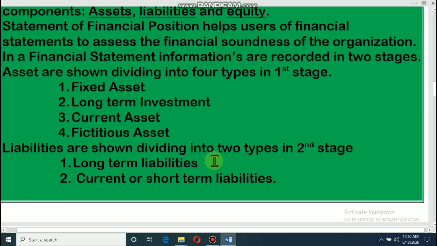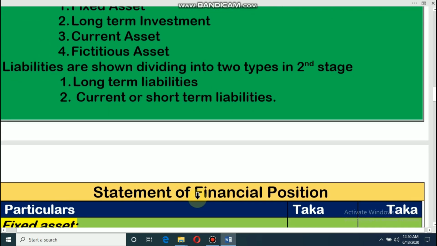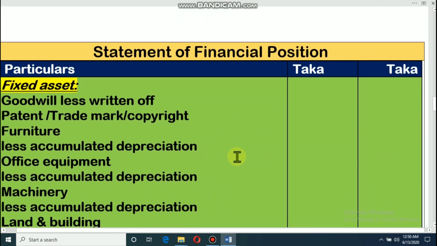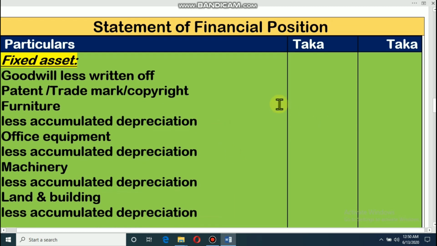Let's come to our class. Dear student, statement of financial position. This is the format of financial position. Look, first we will write fixed asset. That means whatever fixed asset this organization has, we will write here.